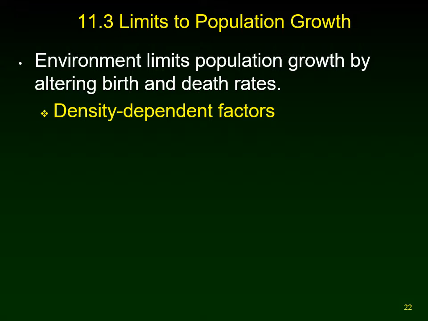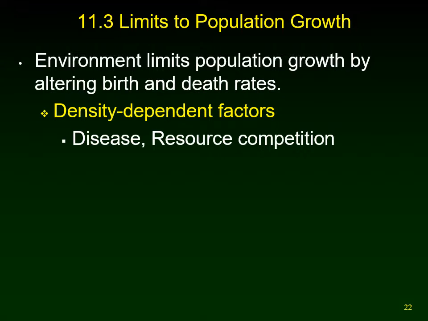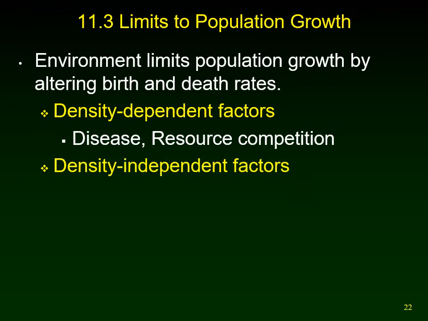There are some what they call density dependent factors that alter the birth and death rates. These are disease and resource competition, and density dependent factors are things that are influenced by how dense the population is, how many organisms of that species are living in one area. So if there's a whole lot of organisms crowded into one area, diseases are more likely, and there's also a lot more competition over resources such as food and water and shelter. And the less dense an area is, there will be less chance of disease and less competition for resources.